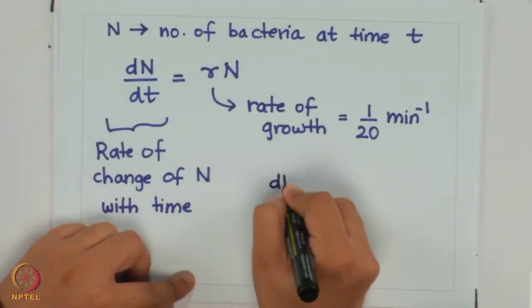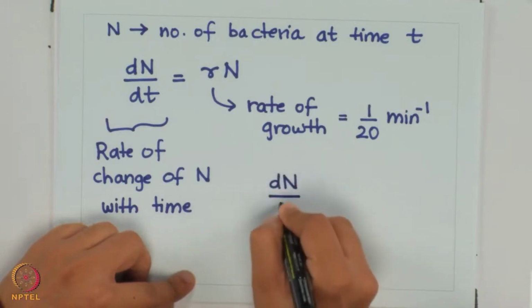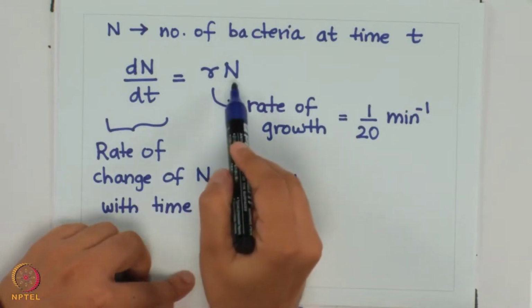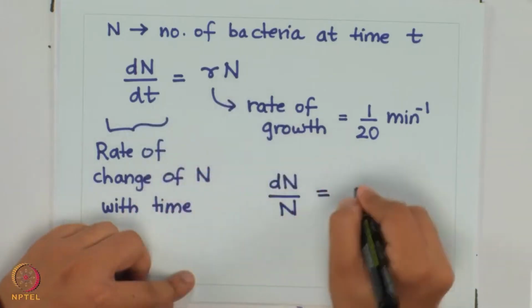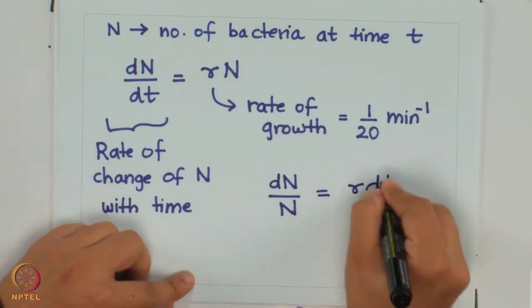So again, this is basic calculus from 11th or 12th standard. What I am going to do is separate the variables and integrate the equation and arrive at the analytical form of the solution. If we try and do that, we get dn upon n. I am bringing n from here to the other side and I am bringing dt to the other side, equals r dt.